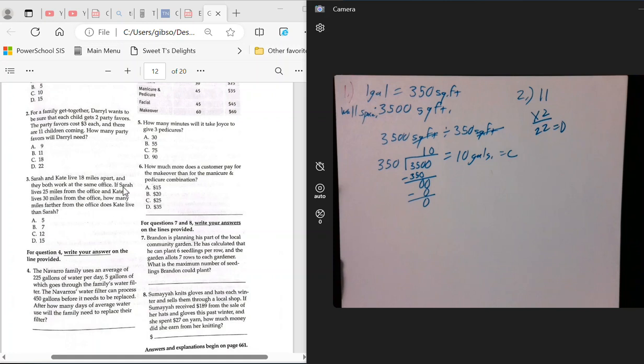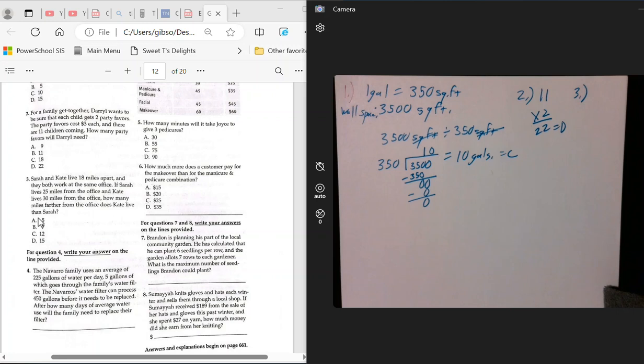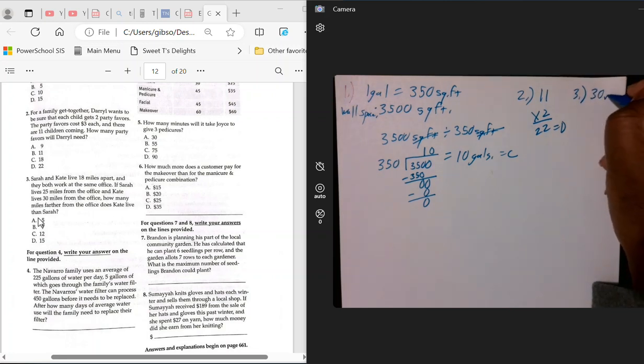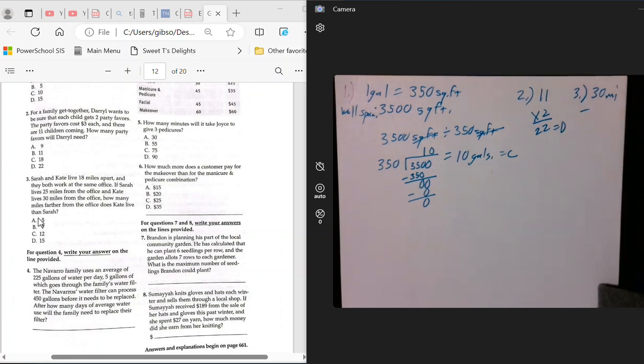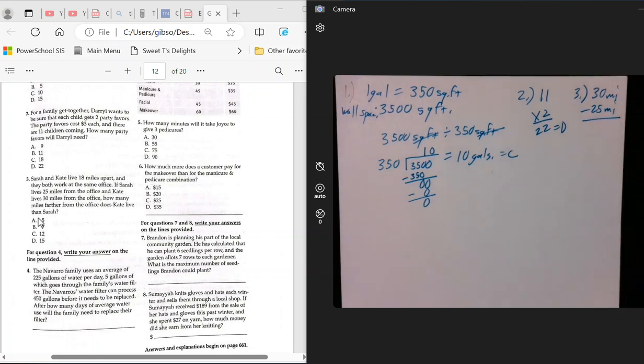Now, the miles from the office is stated here. If Sarah lives 25 miles from the office and Kate lives 30 miles from the office, so we have their distance from the office here. This 18 miles apart is unnecessary for this problem, for what they're asking for. So in this problem, we're trying to find the difference. We know that we're trying to subtract 30 miles minus 25 miles, because we want to see the difference in distance they have from the office.